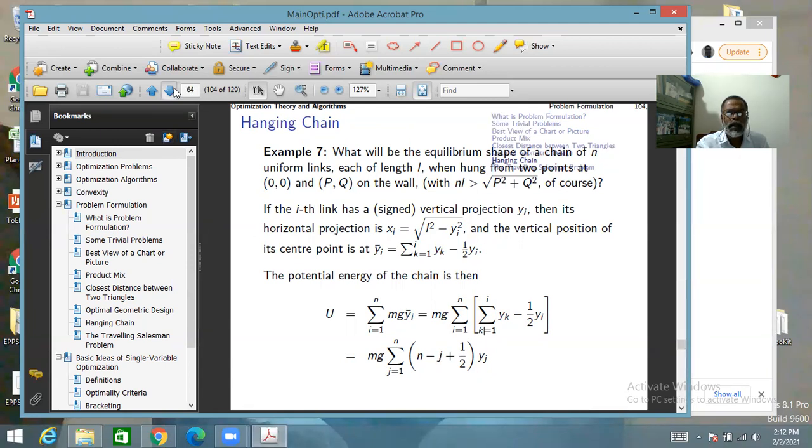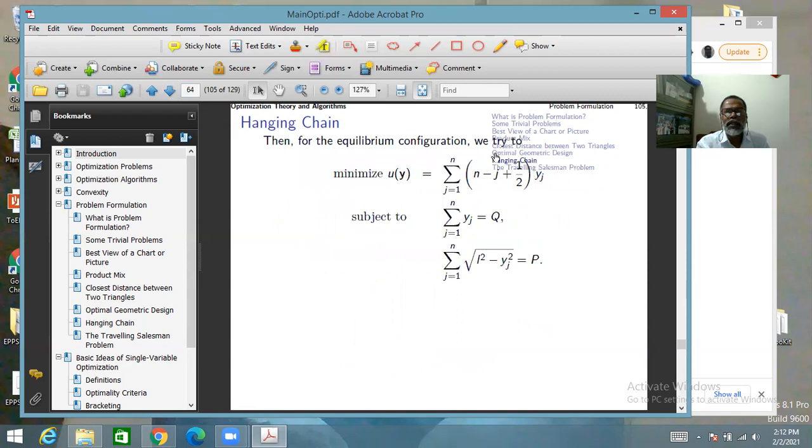Okay, so for the equilibrium configuration, we try to minimize. Now mg I have thrown away because it is constant anyway and common. Okay, so this is a linear function. Okay, some coefficient into the variable and so on. Like this, there are n variables which you want to find out, and there are constraints, the n positions. Okay, the total vertical distance, total horizontal distance. Okay, so minimize this in these variables y, subject to this constraint and this constraint, and that's it.